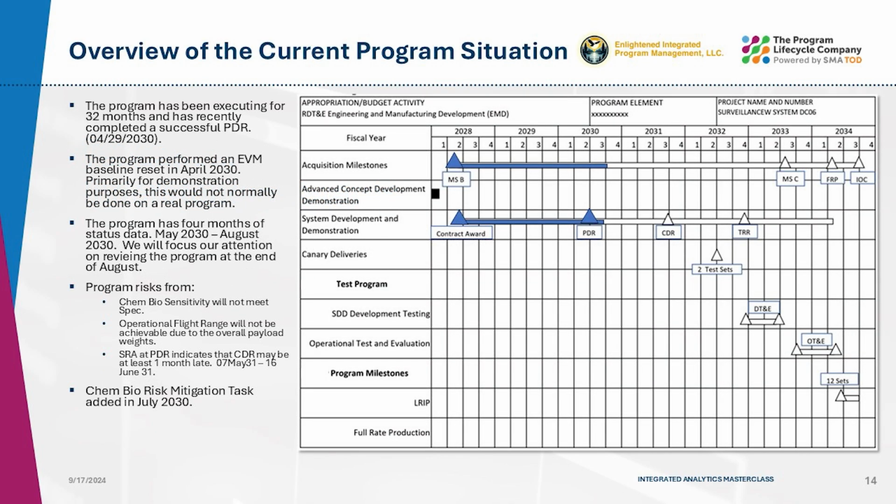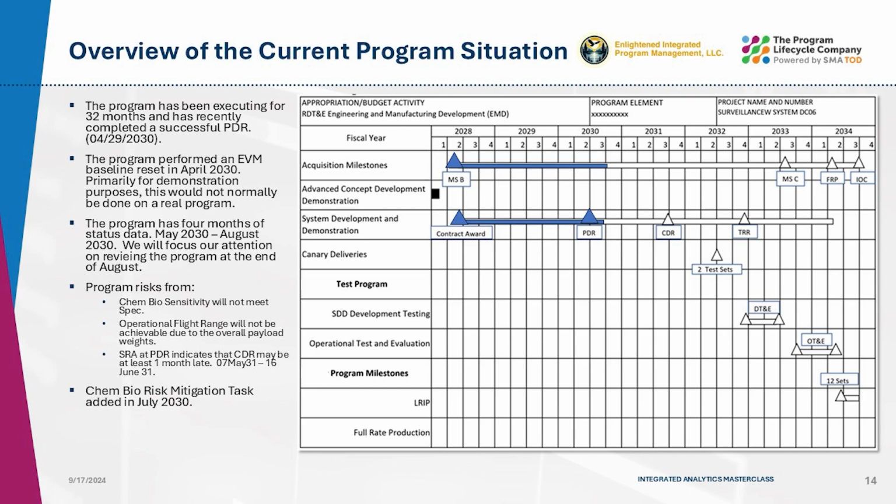The program has been executing for 32 months, about 2.5 years, and has recently completed a successful PDR on April 29, 2030. The program performed an EVM baseline reset in April 2030, which would not typically be done on a typical program, but is done here for demonstration purposes. We have 4 months of status data, May 2030 through August 2030. We will use this data to evaluate cumulative and trend data, focusing on understanding the status at the end of August 2030.